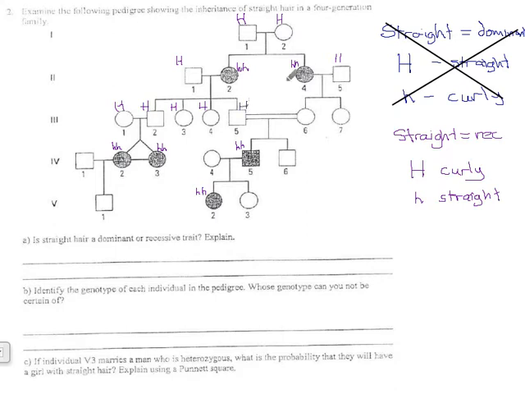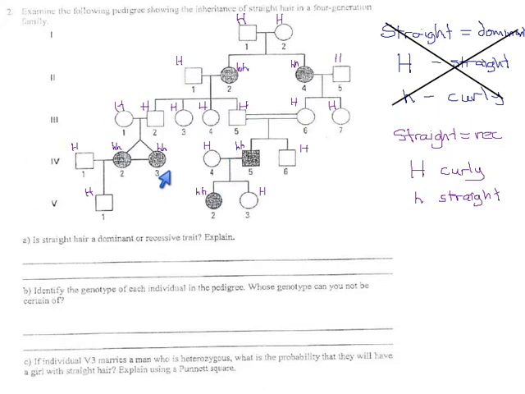So I guess we've answered question A already. Straight hair has to be a recessive trait because we tried the other way and it immediately caused contradictions. Okay, so this is what we know about everybody's genotypes. So it's a family with lots and lots of wavy hair and just a few people with straight hair.